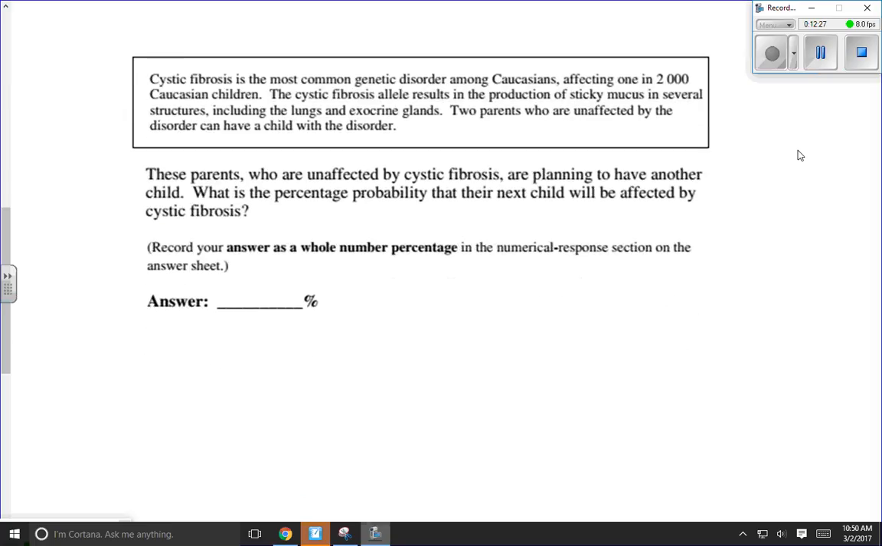Here we've got a question involving cystic fibrosis, the most common genetic disorder among Caucasians, affecting 1 in 2,000 Caucasian children. The cystic fibrosis allele results in the production of sticky mucus in several structures, including the lungs and exocrine glands. Two parents who are unaffected by the disorder can have a child with the disorder. That last statement is key, right there, because that tells us that this cystic fibrosis is a recessive trait. Now, how do we know it's a recessive trait from this? Well, if it were a dominant trait, and the two parents were unaffected, they would have to be homozygous recessive, which means their child would have to get recessive alleles, so the child could not have the disorder. If the child has the disorder and the parents don't, that tells us it's absolutely for sure a recessive trait.